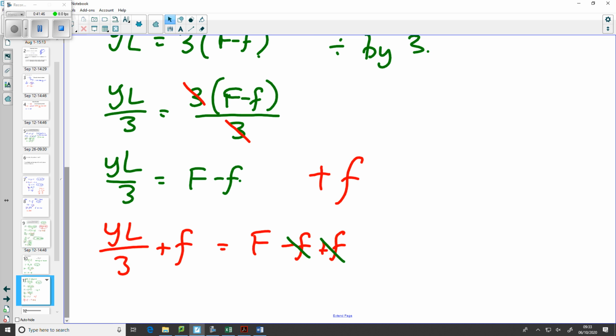What can we do to this? What can we do to here? Remembering that that is a term. How is it attached to f? So take it away. And we can do that whole term in one go, because remember, y and l are numbers. That's just a number. So we can subtract YL over 3 from both sides.